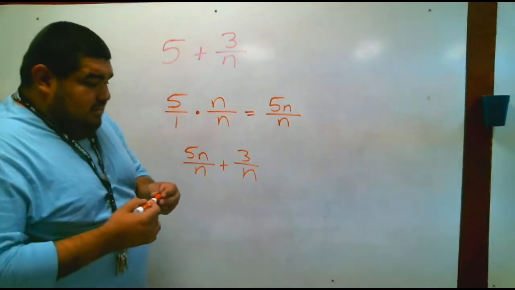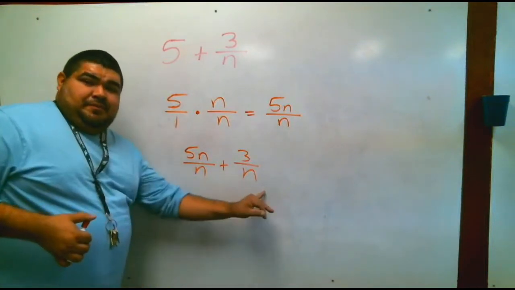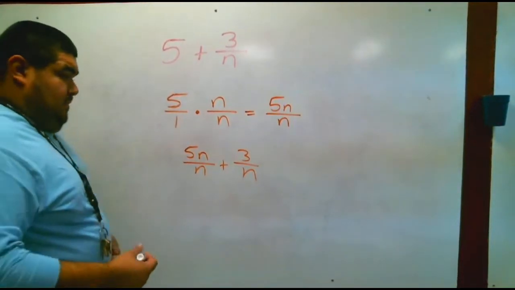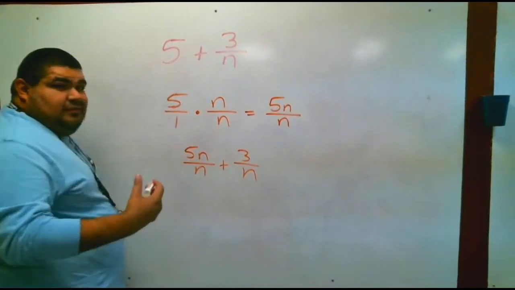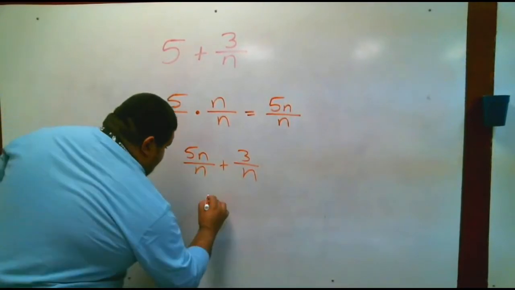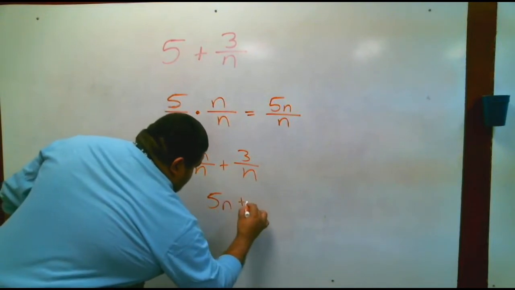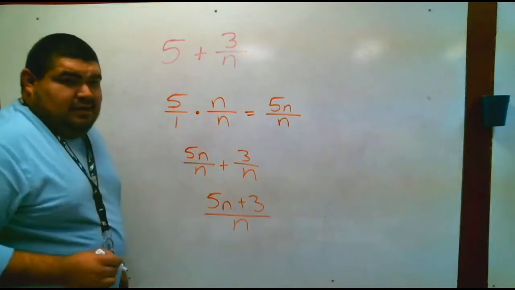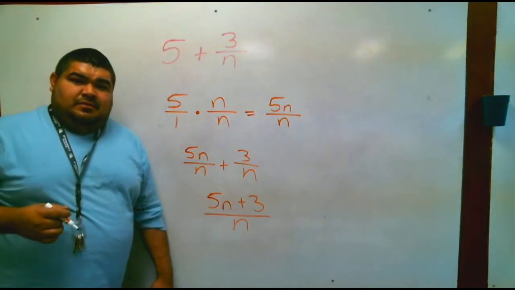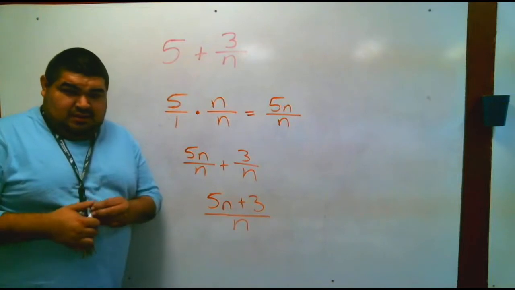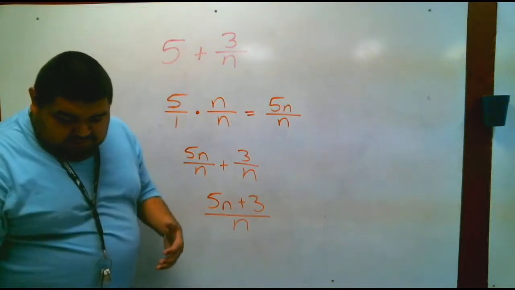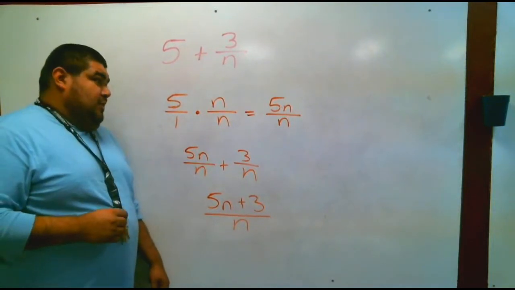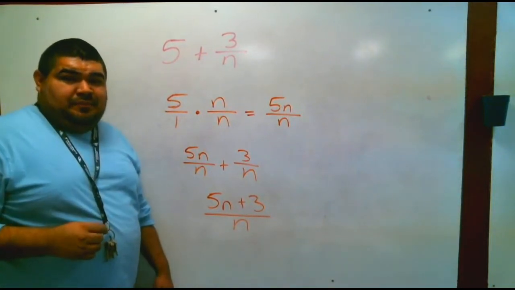Since we have the same denominator, we can combine the numbers into one problem. Since one has an n and one doesn't, the top can't combine, so we're going to leave it as 5n plus 3 over n, and that's it. Very, very simple. We're going to do one more just to get the hang of it. Make sure you write down the example.